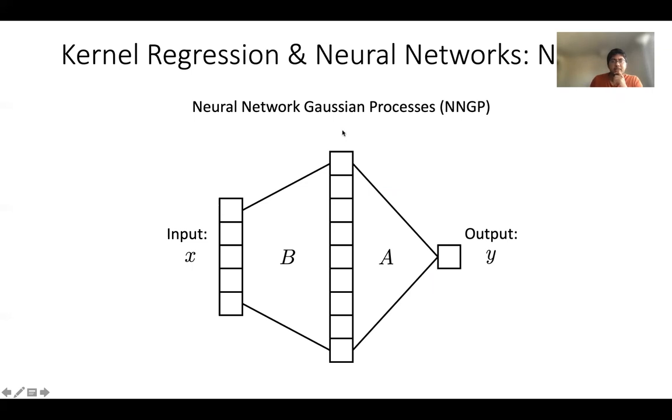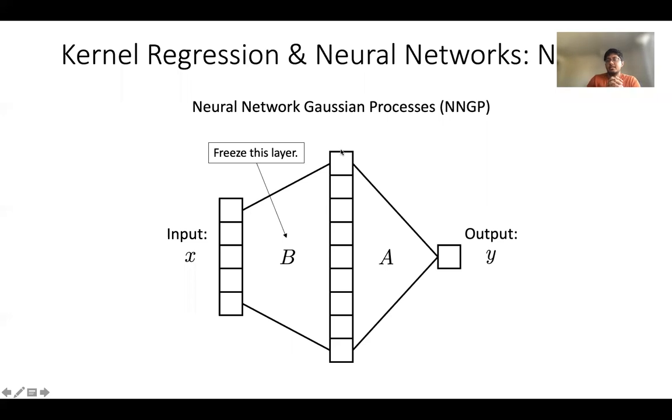And so at a high level, the simplest thing that we can do to connect neural networks and kernel regression is to consider the simple case of a neural network where you only train the last layer. And what I mean by this is if you have a neural network with 2 weight matrices, A and B shown here, and it has 1 hidden layer, where you have the hidden units here.